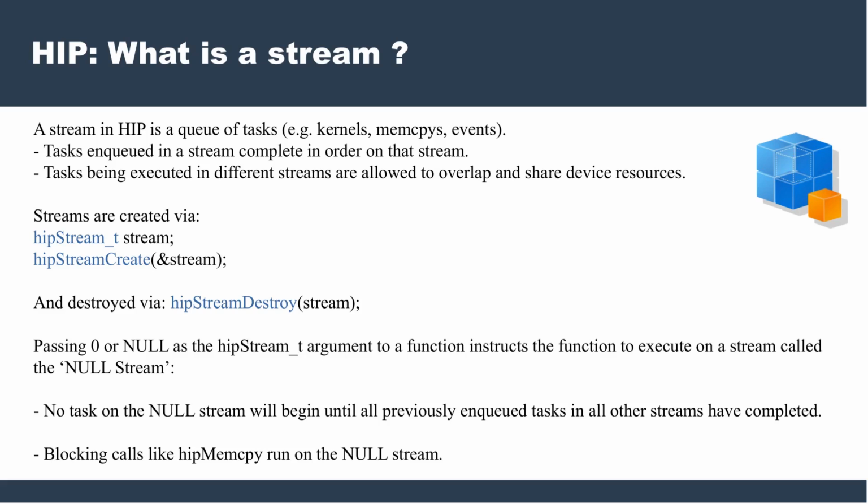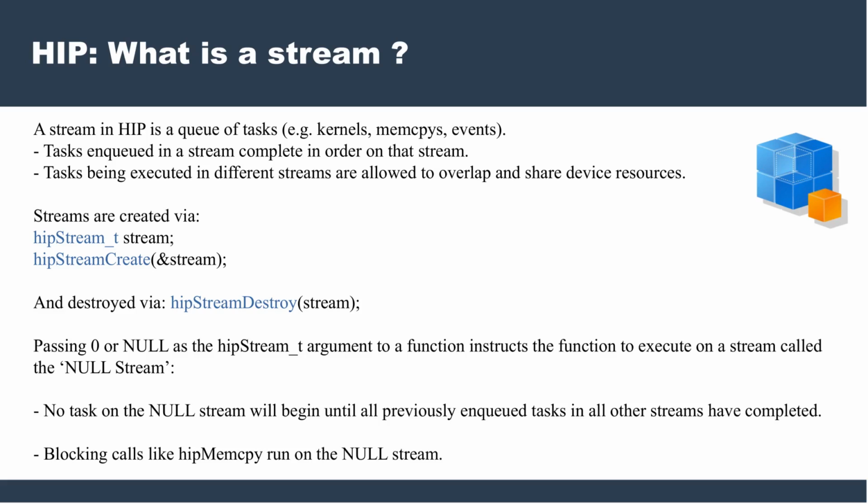A stream in HIP is a task queue, executing tasks like kernels and memcpys in order. Different streams can overlap, sharing resources. Create streams with hipStreamCreate, and destroy with hipStreamDestroy. Using 0 or null as hipStream_t runs tasks on the null stream, where tasks wait for all other streams to complete.